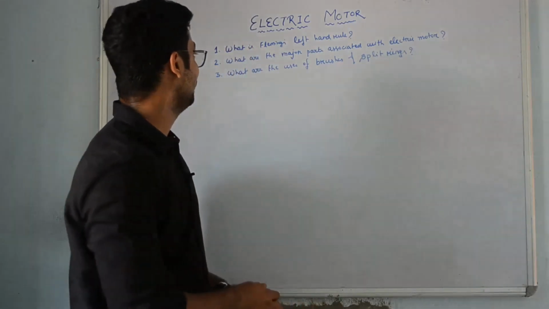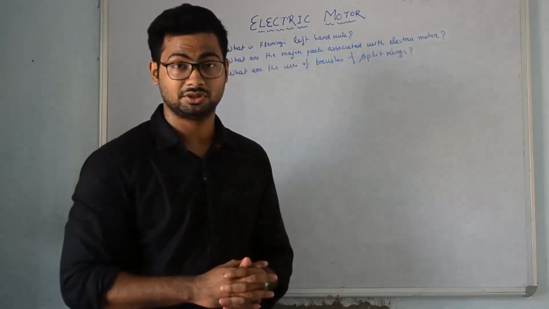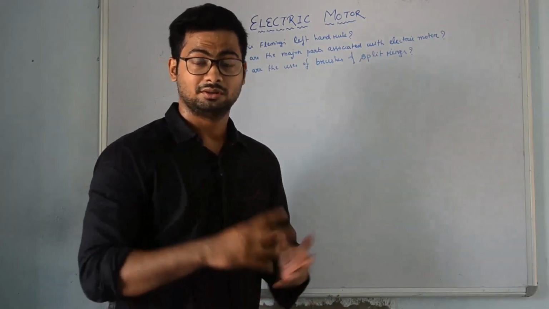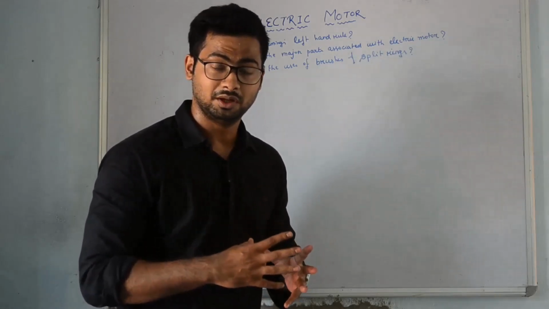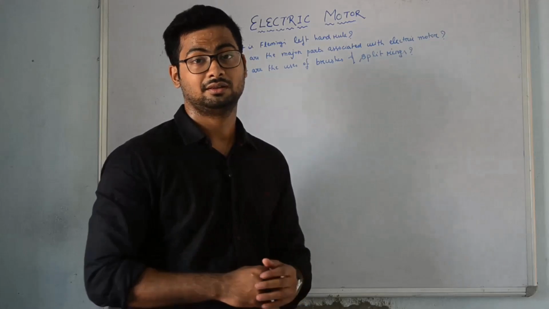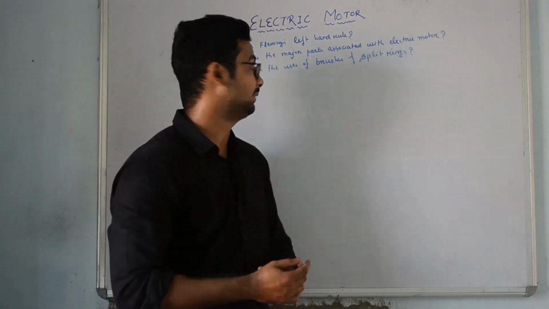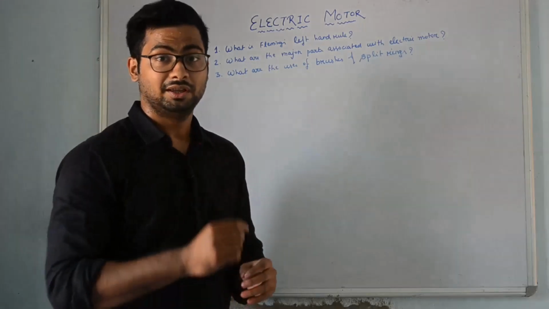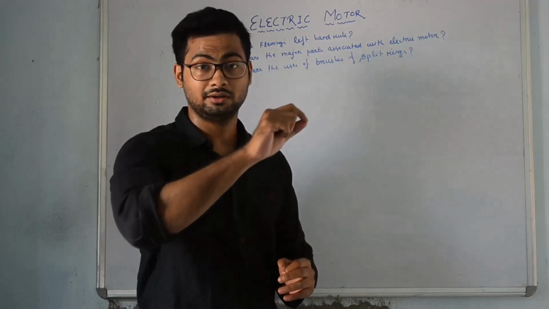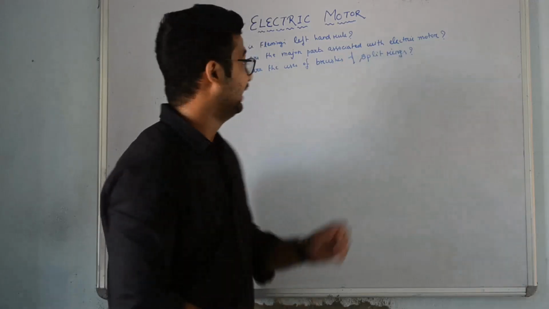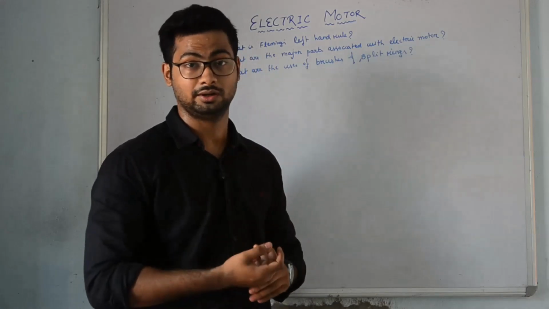Second question is, what are the major parts associated with an electric motor? The major parts are the magnetic poles, the coil, the split rings, the brush, the current source and the key. And what are the uses of brushes and split rings? The brush is the part which conducts the electric current into the coil through the split rings, and the split rings are used for the rotation of the coil.